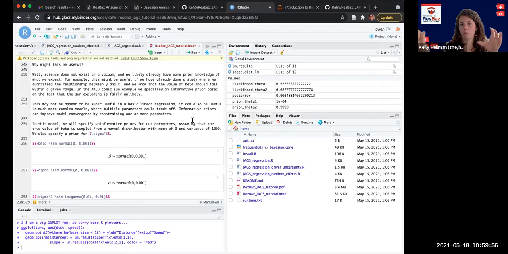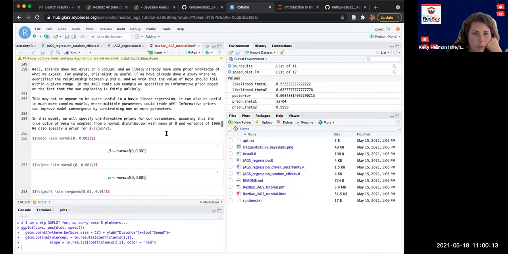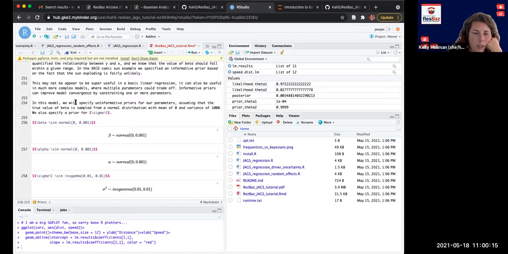And so basically specifying an informative prior on that uncertainty allowed us to get better estimates in our model and improve model convergence. Okay, so that was a long tangent about priors, but here in this model, we're going to specify uninformative priors for our parameters.